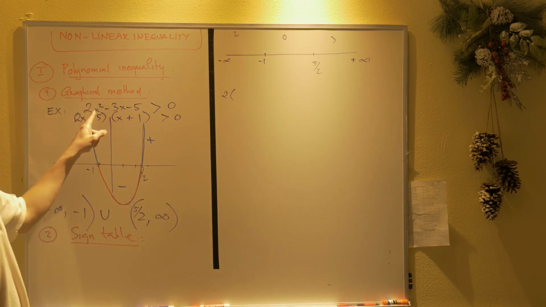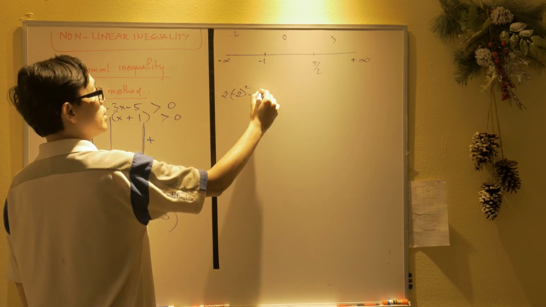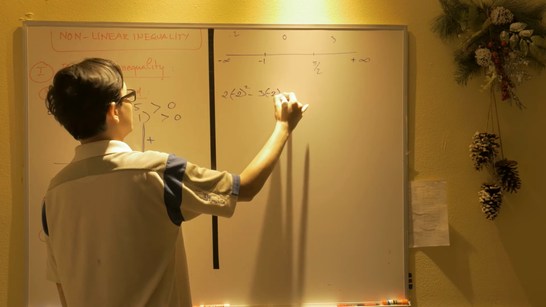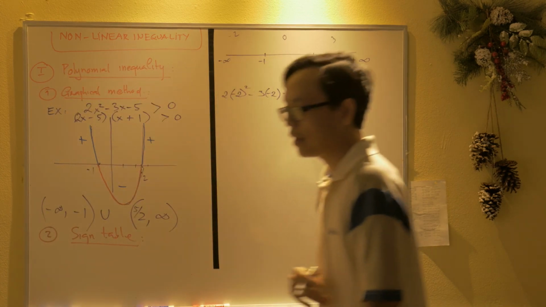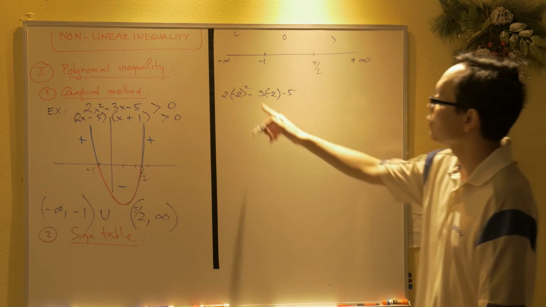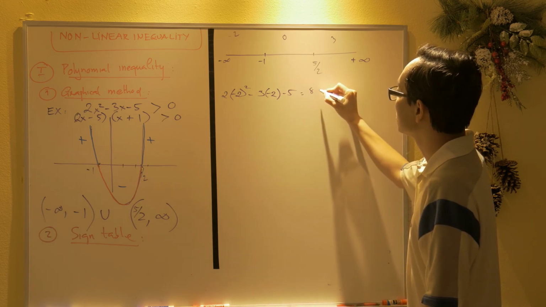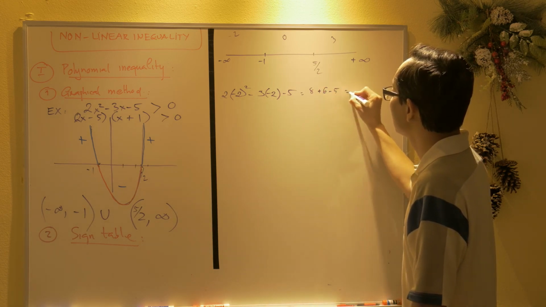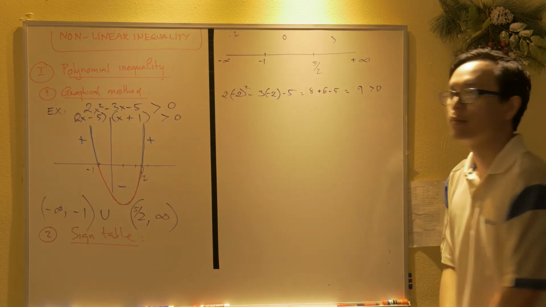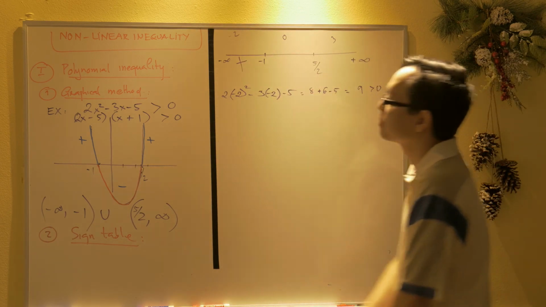I replace x with negative 2. So 2 times negative 2 squared, minus 3 times negative 2, minus 5. And I calculate them out. So it gives you 2 times 4 is 8, and minus 3 times negative 2 is plus 6, so 14 minus 5 is 9, positive. Because 9 is positive, I put a plus sign over here.